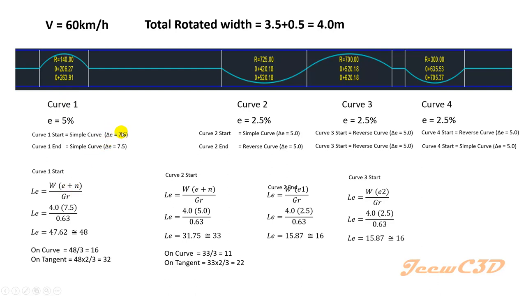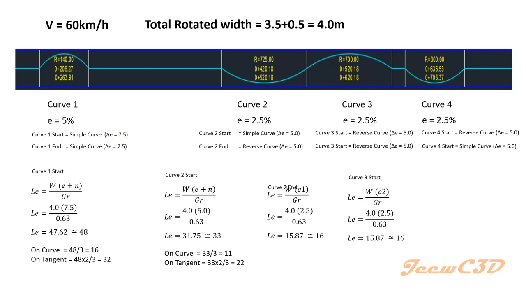So if you consider the N side of this curve, it has the same characteristics as the start side. So curve and long straight, so it has the same characteristics. So curve N, your E plus N is 7.5 as well. So we put the equation, relative gradient method equation, LV equals W into E plus N over GR. So your W is total rotated width, that is arch shoulder width plus plane width, that is 3.5 into 0.5, that is 4 meters. So this is 4 meters and this change is 7.5, and GR for 60 kilometers per hour is 0.63.